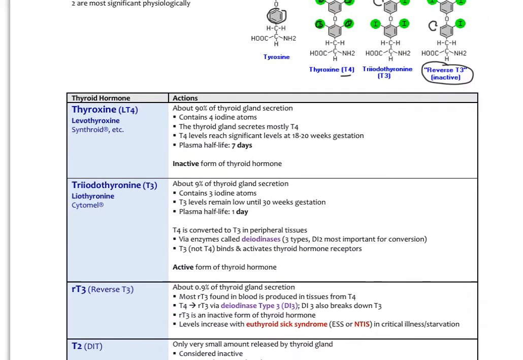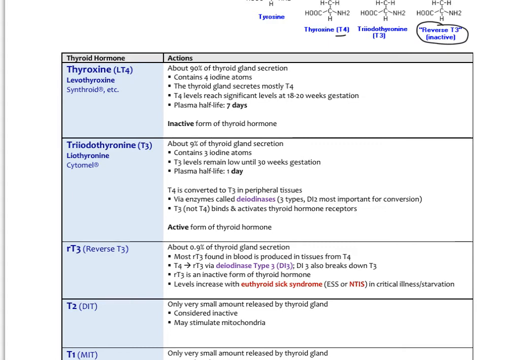So T4 or LT4, levothyroxine, it's a thyroid replacement therapy, so it goes by the name of Synthroid, etc. That is about 90%, 85% or so of the whole thyroid gland secretion. Again, it contains 4 iodine atoms, and this is the primary form of thyroid that the gland itself secretes. But it is inactive because in and of itself, it can't bind to the thyroid receptors.